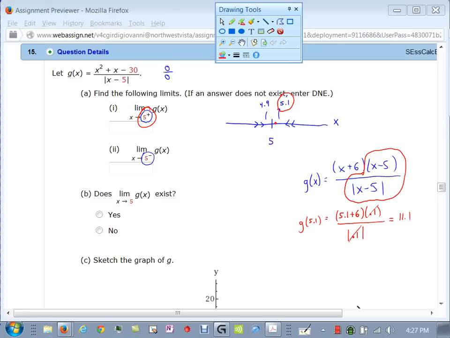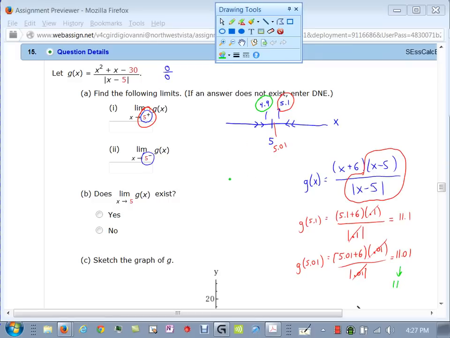Now, let's get something even closer to 5. How about 5.01? G of 5.01, I get 5.01 plus 6. And then 5.01 minus 5 is 0.01. On the bottom, absolute value of 0.01. Again, these two cancel because they're both positive. So I get something like 11.01. And if I keep doing this, what's happening is it's getting closer and closer to 11. Now, what would happen if I come in and I do numbers on the other side? Okay, so this appears to be approaching 11, right?